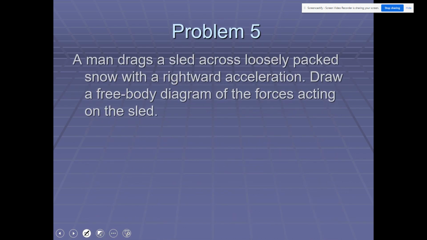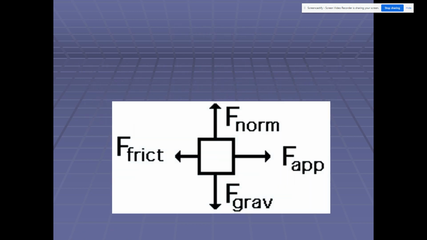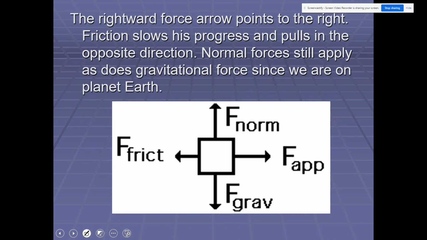Okay, problem number 5. A man drags a sled across loose packed snow in a right direction with an acceleration. Aha, with an acceleration. So you're going to have to draw an arrow bigger than the other ones. Remember, there's the force of gravity. There's the normal force. You've got the applied force that should be bigger. And you've got the frictional force, which should be smaller. So you've got 2 different size arrows here on either side that shows the acceleration going to the right.